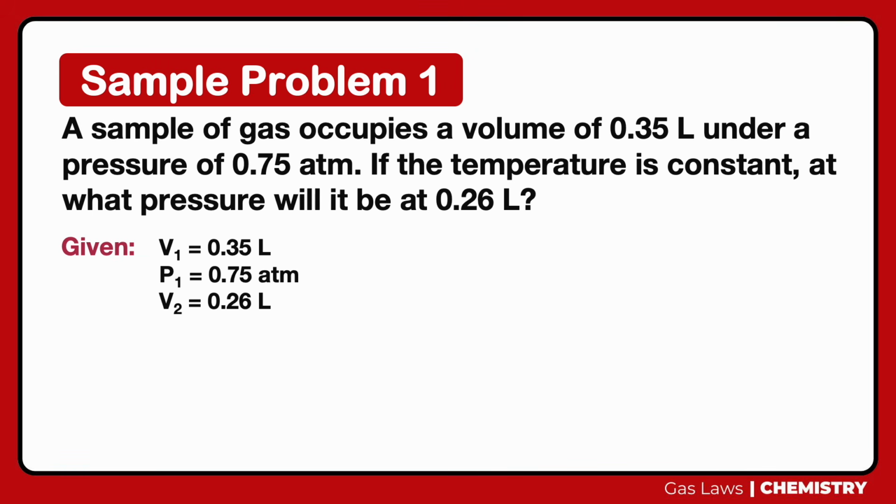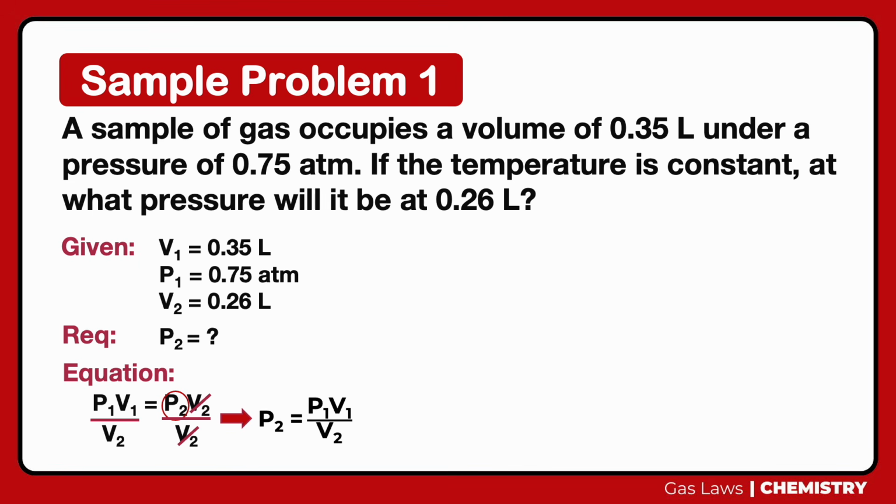The initial volume is 0.35 liters. The initial pressure is equal to 0.75 atmosphere. The final volume is 0.26 liters, and the final pressure is unknown. The formula is P1V1 = P2V2. We need to solve for the final pressure, so we will derive the formula by dividing both sides of the equation by the final volume. Thus, the formula will be P2 = P1 × V1 / V2.